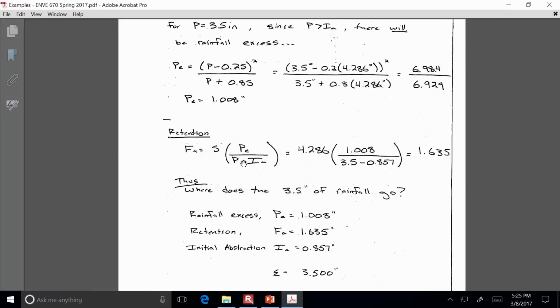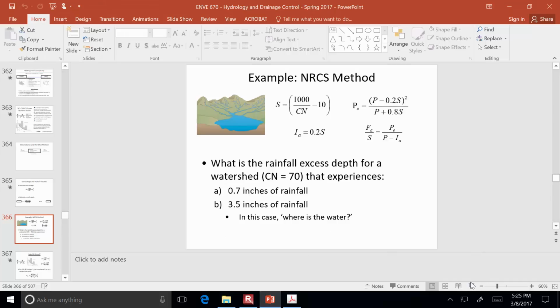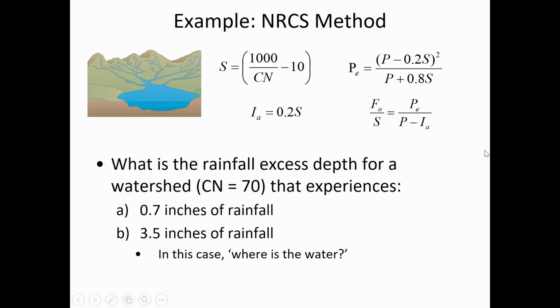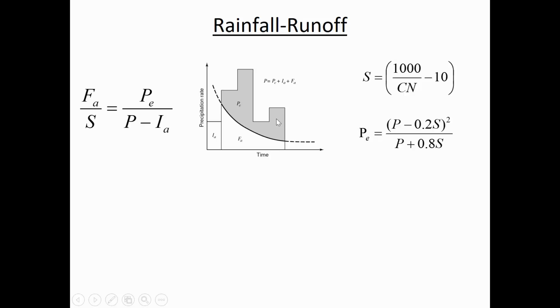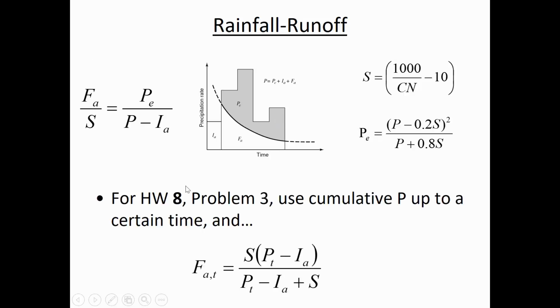No questions? All right. So you've used the NRCS method for the first time. Very useful. Here's a summary of just the formulas. And on the homework assignment that I've given you, I ask you to look at what's happening over time. By the way, I think in the printed notes, it says homework 9. I actually meant homework 8. So change that. It's the homework I just gave you.